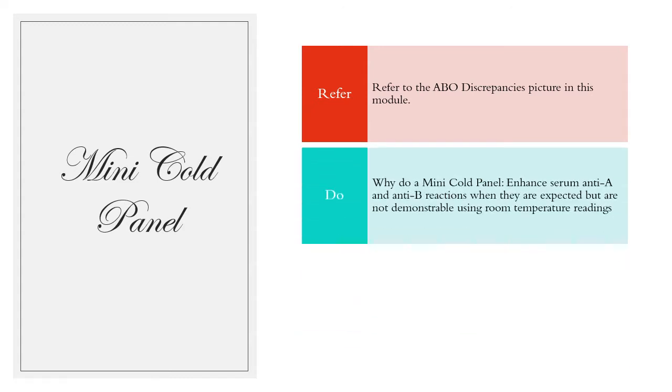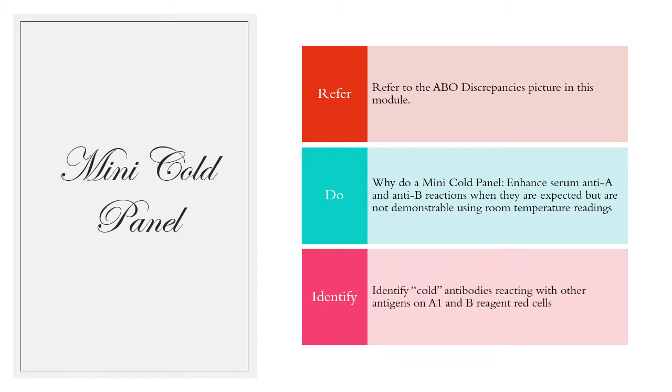Why do you do a mini code panel? To enhance the serum anti-A and anti-B reactions when they are expected but are not demonstrating at room temperature. It's used to help identify cold antibodies reacting with other antigens on A1 and B reagent cells. And if the person is older and they have a weak expression of the antibodies, it will actually improve your reactions.